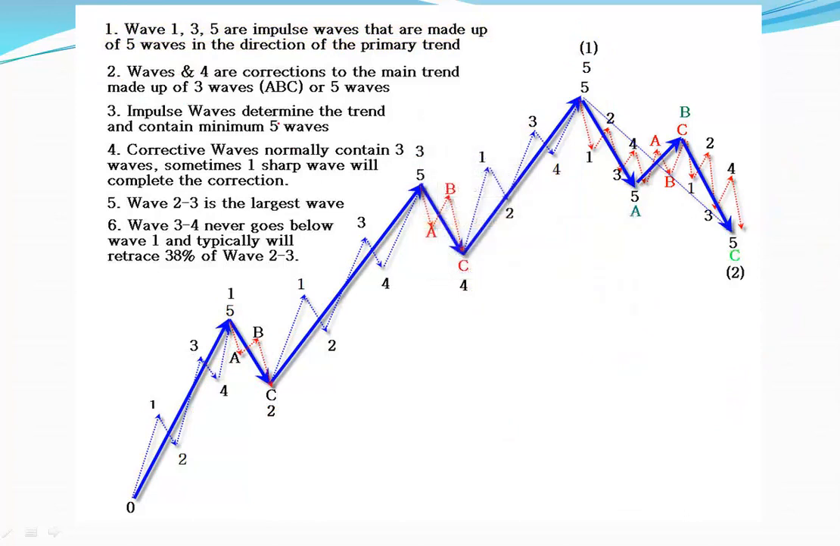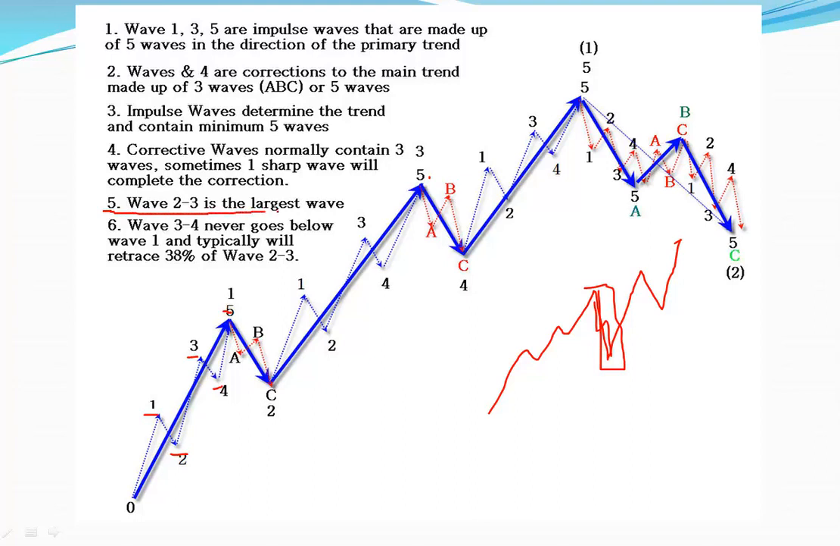Now, impulse waves determine the trend and contain a minimum of 5 waves. Well, basically, this is determining the trend. The trend is up, so that's what it's basically telling you. Now, corrective waves, as we just saw, contain 3 waves. A lot of times, you'll get that 1, 2, 3, 4, 5, and when it corrects, it'll come down sharply and then continue up again, like that. So sometimes you'll have a flush rather than a pretty corrective wave, and that's not out of the ordinary.